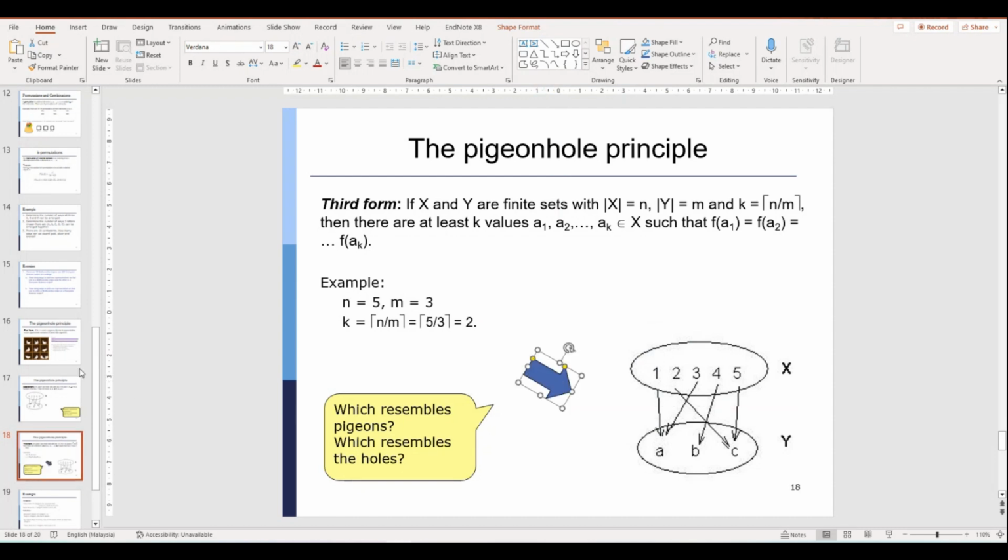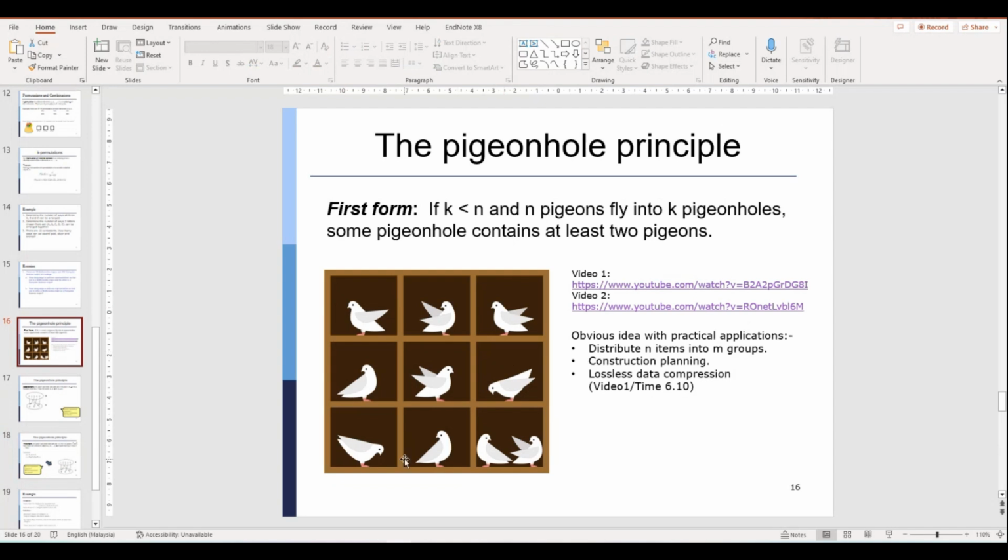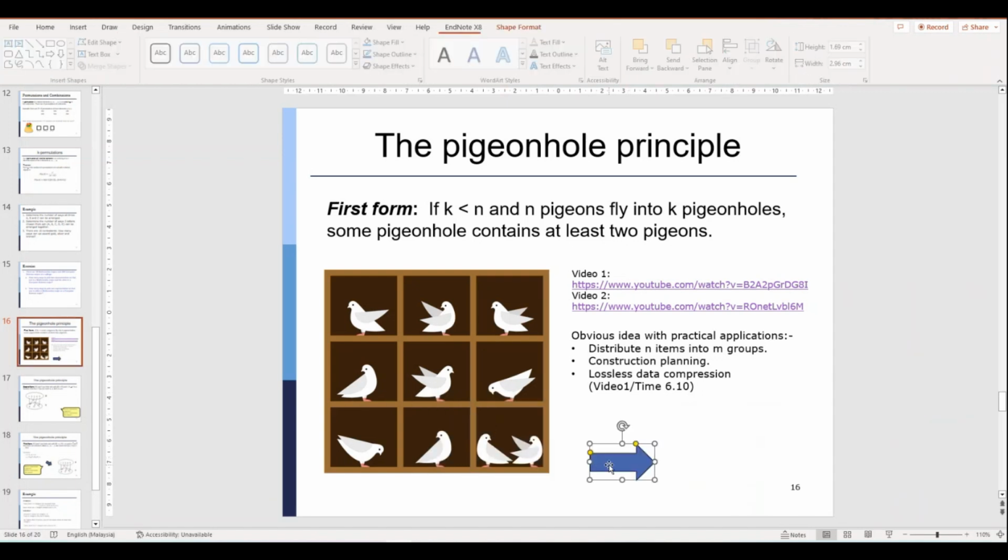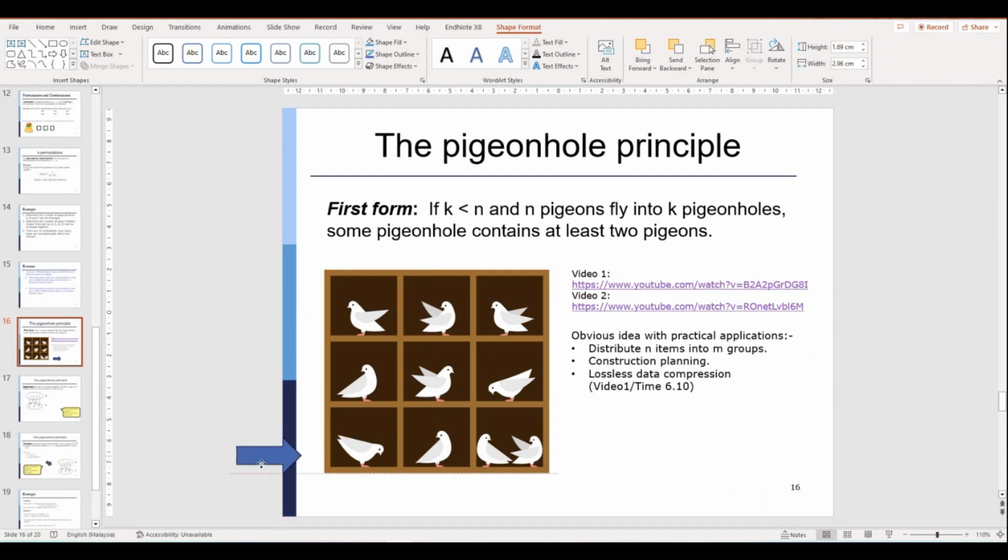Now, if I go back to this example, let's say there are 9 pigeonholes. I'm trying to show you how to use the third form. Let's say there are 9 pigeonholes and 9 pigeons. Using the third form, k, we take n divided by m. The number of pigeons is 9, the number of holes is 9. So 9 divided by 9 is 1. So one hole will have how many, maximum? 1 only.